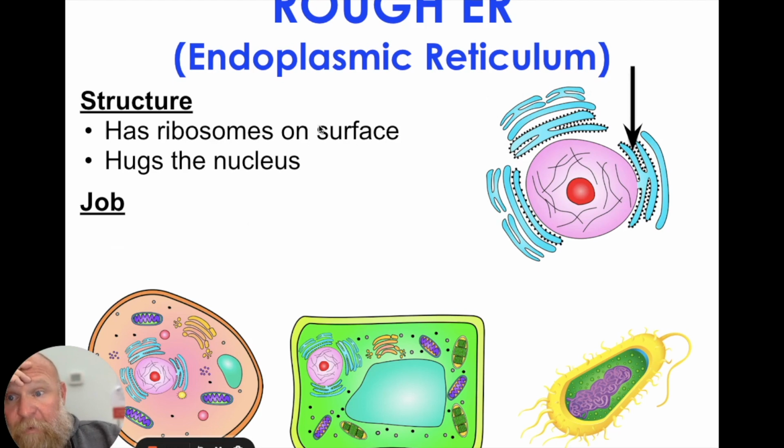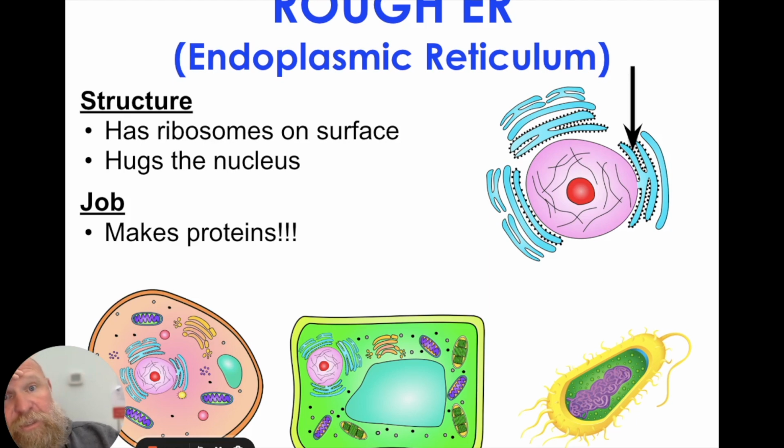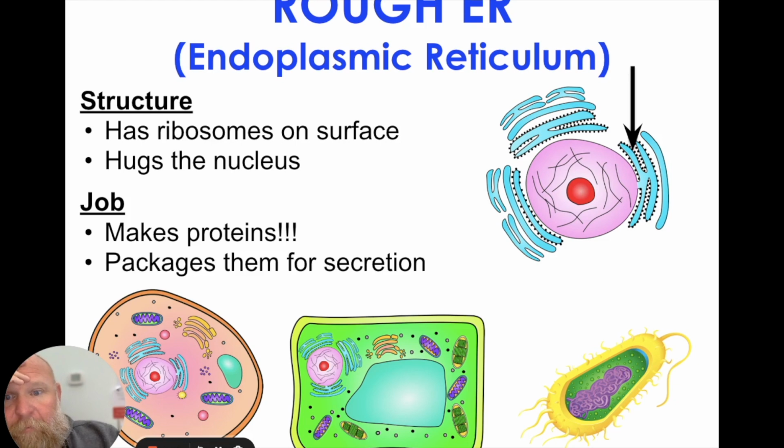And its job is to make proteins. It has many, many jobs, storage, different things like that. But we'll talk about that in just a little bit. But it makes proteins. That's the job of the rough ER. When I'm talking about rough ER, when I'm talking about making proteins, we are going to talk about packaging them up for secretion. So it makes proteins out of these ribosomes, right?